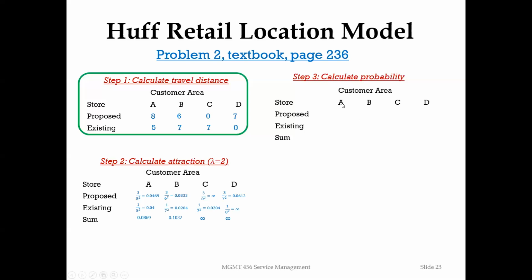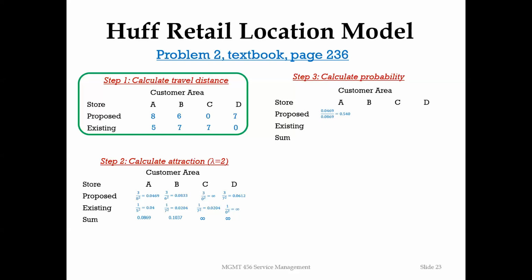If you look at customers who live in area A, how likely are they going to shop from the proposed store? We use 0.0469, which is the attraction of the proposed store in customer area A, divided by 0.0869, which is the total attraction for 2 stores in customer area A. So you get about 54%. So there's a 54% chance customers who live in area A will shop from the proposed store.